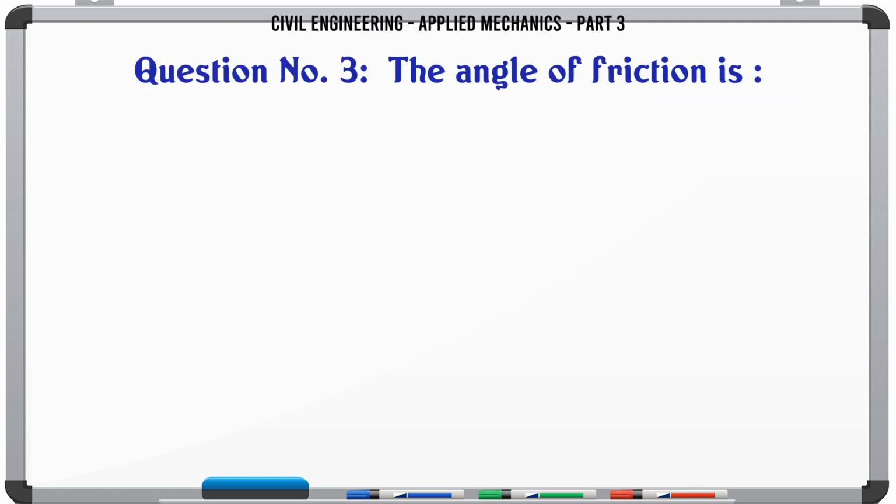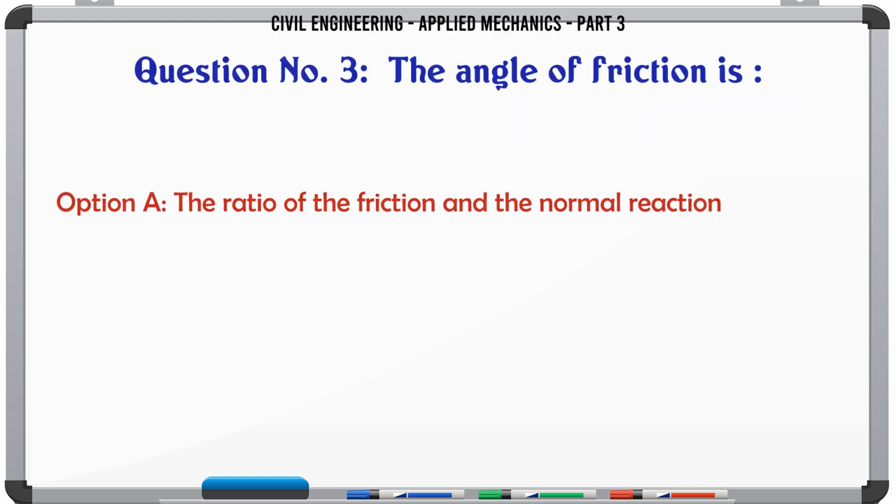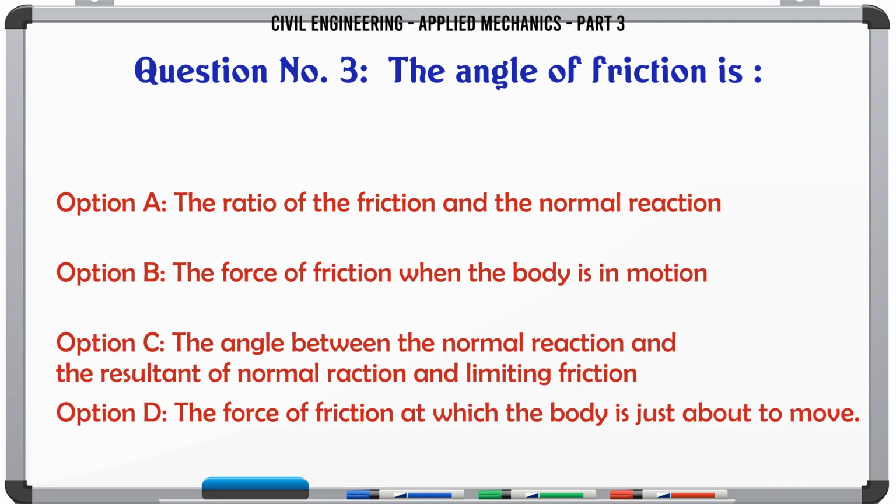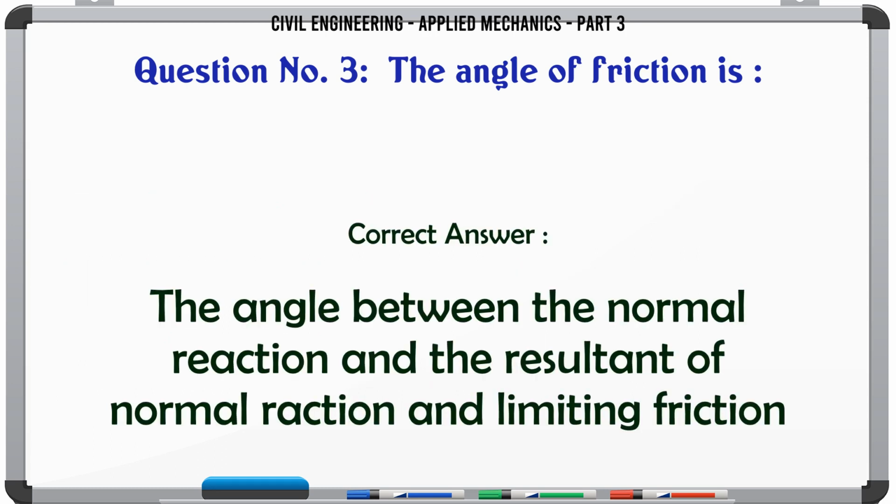The angle of friction is: A, the ratio of the friction and the normal reaction. B, the force of friction when the body is in motion. C, the angle between the normal reaction and the resultant of normal reaction and limiting friction. D, the force of friction at which the body is just about to move. The correct answer is the angle between the normal reaction and the resultant of normal reaction and limiting friction.